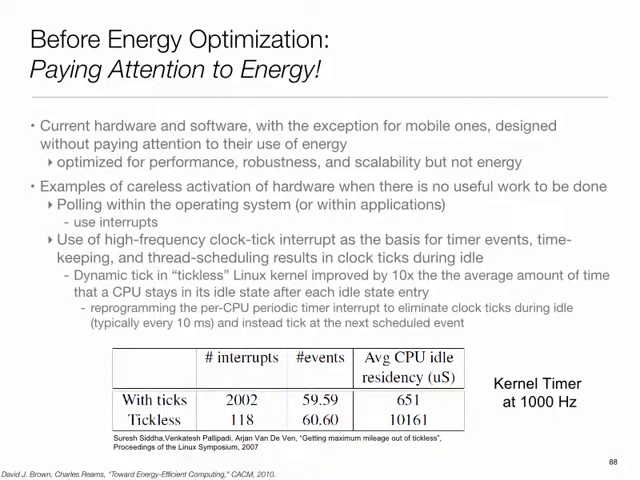So the number of interrupts with ticks was 2002 versus tickless over some stretch of time. The same number of events were being handled, though, and average CPU idle residency time, instead of being able to idle just 650 microseconds, you could idle for almost 10 milliseconds, so huge gains. So these are examples of obvious things which were missed in the initial implementations. I mean, this admittedly is a more complicated kind of thing.